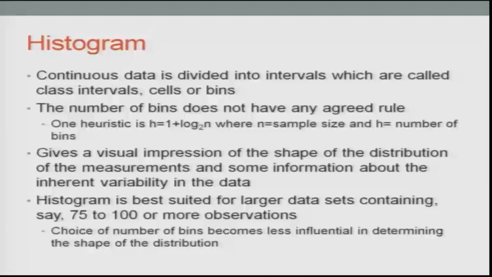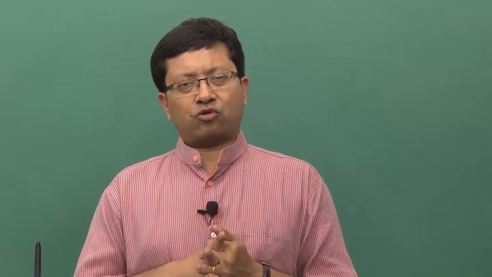If you remember, this is not to do with statistics, but more to do with the concept of quality and how you can implement the different statistical quality tools in order to improve quality. It gives a visual impression of the shape of the distribution of the measures, so it gives you quite a lot of information, and some information about the inherent variability in the data can also be found from the histogram. If you look at the middle value and the data are equally dispersed to the right and the left, obviously you will be able to say that the total amount of dispersion is equally balanced on both sides of the mean value.